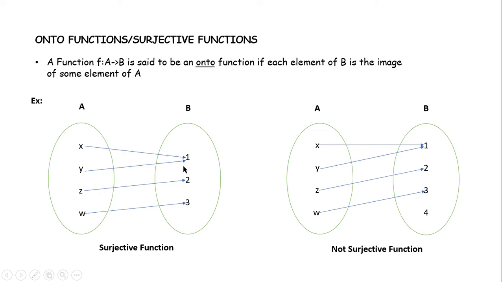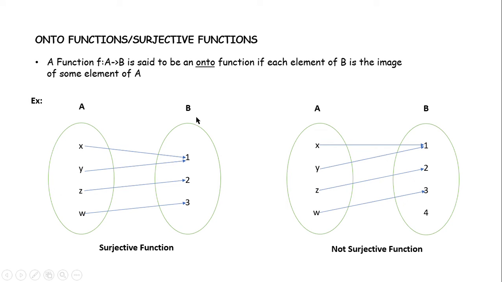But it is not necessary that each and every element of set B will be assigned as a value to an element of set A, right? But if you want to have an onto function, then it is a compulsion that each and every element of B will be assigned to some or the other element of set A. That means no element of set B will be left out. Each and every element of set B will be assigned as a value to some or the other element of set A. So this is the concept of an onto function.